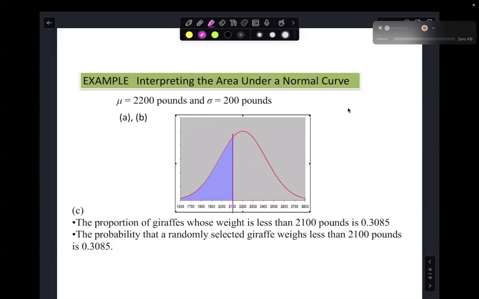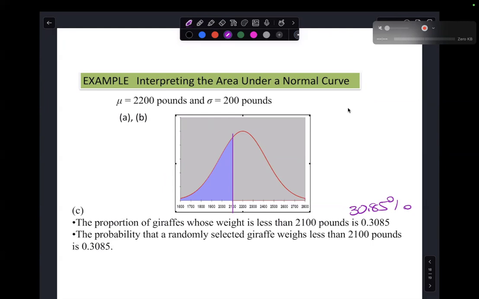So here's the two interpretations. The proportion of giraffes whose weight is less than 2,100 pounds is 0.3085. Or you could say 30.85%. I don't care how you do it. Uh-oh, that's not a pen. That is a highlighter. I don't care how you do it. Usually on the test, I will put both answers, with the percent and with the decimal. I'll put both of them as correct answers. So it doesn't matter to me unless I specifically say, leave your answer as a percent or leave it as a decimal. It doesn't matter to me how you answer it. My open math cares. I don't care.